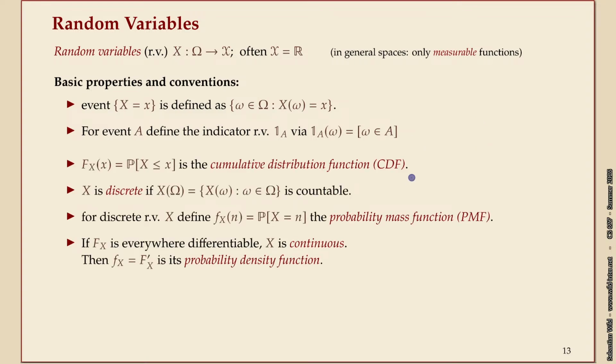Then we can define a few terms. Most of these you'll have seen. So if you have a random variable X, and this is some real number here, or at least something where it makes sense to talk about less or equal, you can define a cumulative distribution function as just the probability that this is below a certain value.